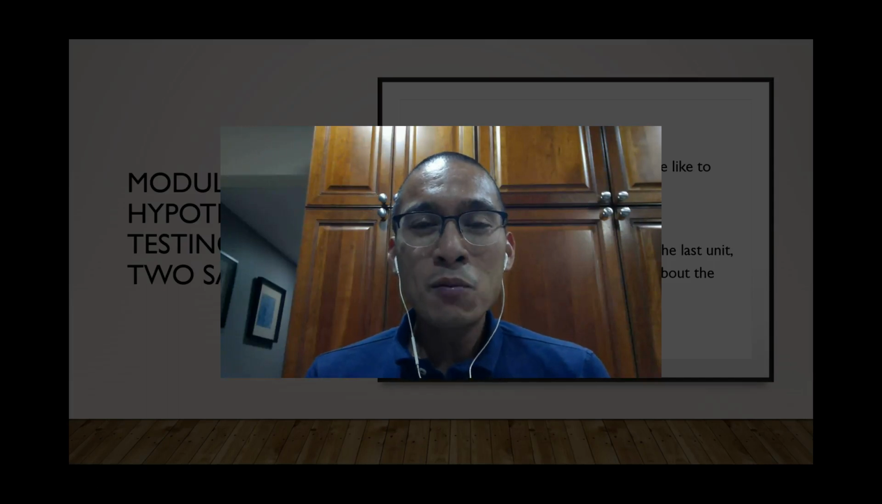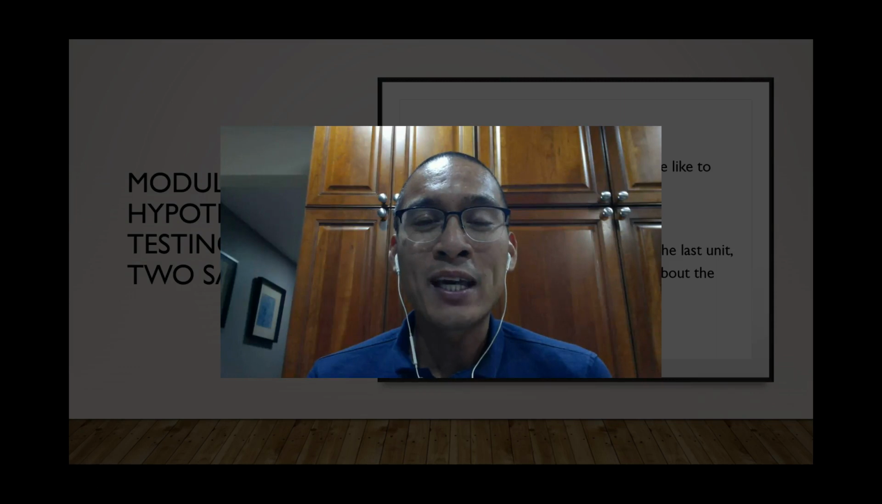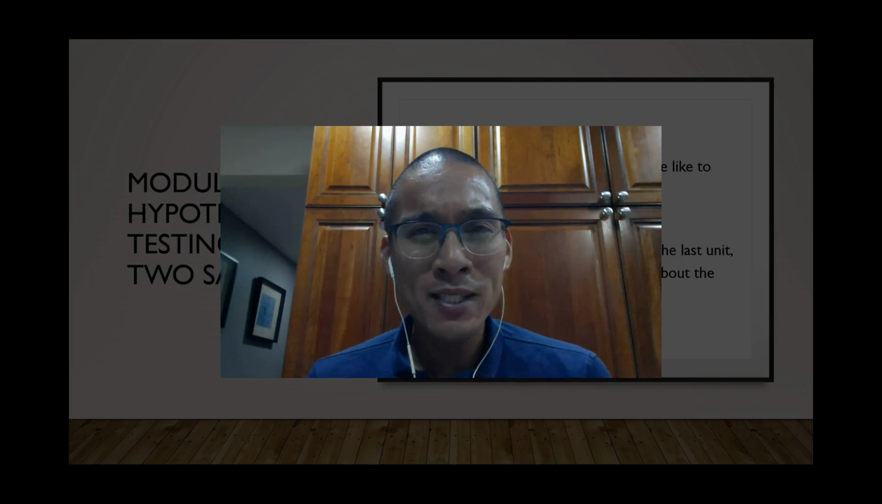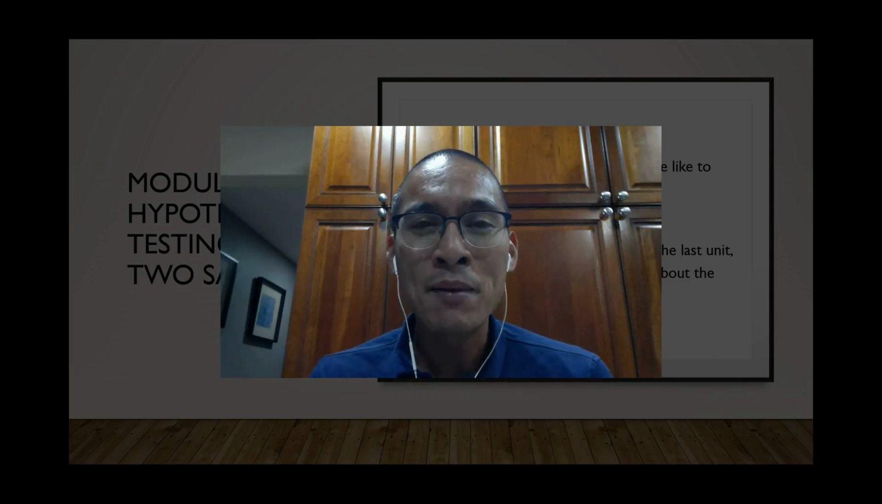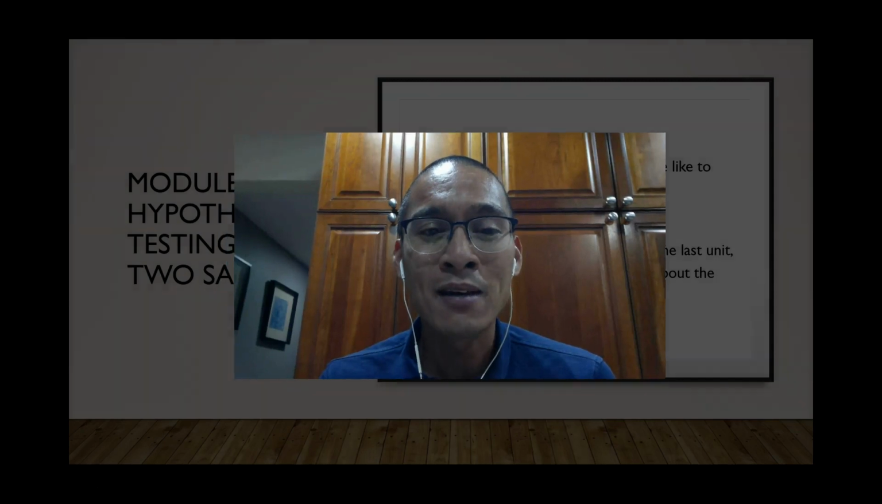Hi class, what we're going to be looking at in module 12 is going to be more of these hypothesis testing and also some confidence intervals, but mainly now we're going to be looking at two sample procedures. So what does that mean when we're talking about two sample procedures is now we're going to be comparing two values to each other and making a decision or an estimate about that.